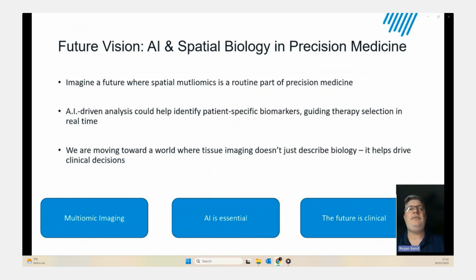Multiomic imaging is moving from small plex to high plex, requiring new integration approaches. AI is essential for making sense of complex spatial data at scale. And the future is clinical, with multiple pathways for translating these technologies into real-world applications.